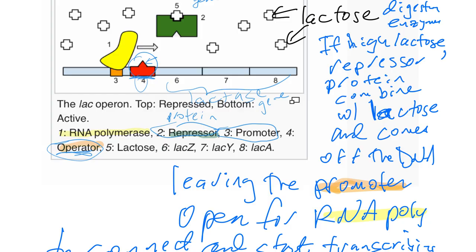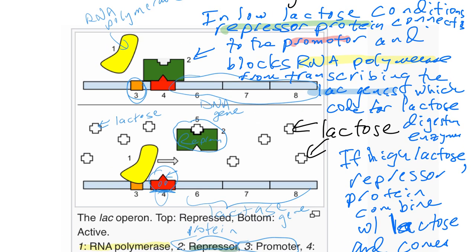So number 2, the repressor fits the operator. And when lactose is present, lactose are these little crosses. That's the sugar that needs to be broken down. When that's present, it will attach to the repressor protein and disconnect the repressor from the operator. Okay, so usually the repressor protein is sitting there blocking the way of the gene, turning off the gene for lactase, the enzyme that breaks down lactose.